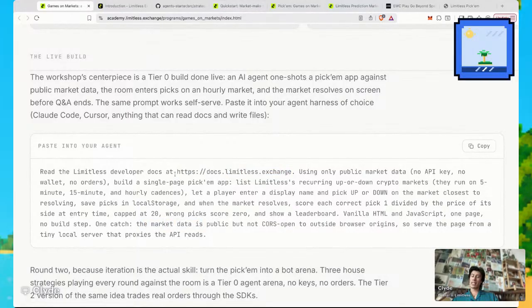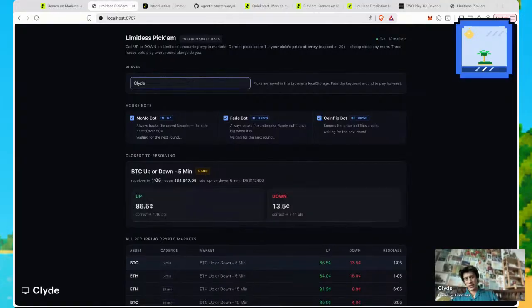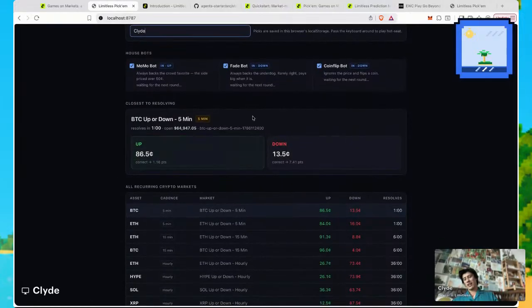But what this prompt will give you, which I've already run in Cursor, and I can show you how Claude Code handles that, is just this basic pick'em game where I've added a few bots to experiment with. There's one that's always going to back whatever the consensus is currently, and there's the fade bot that's backing the underdog but paying big when it's right, and there's a random bot, and then of course there's us, where we can use our convictions and our knowledge to actually take real positions.